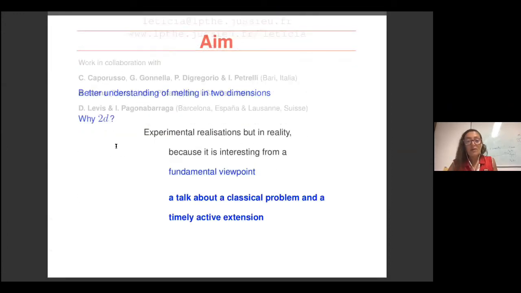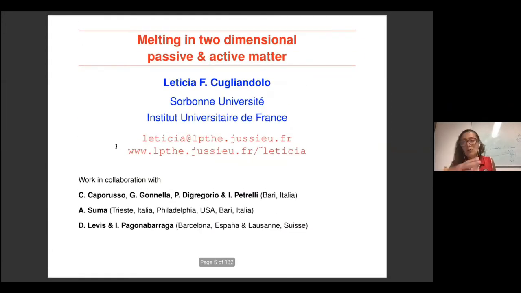Okay, so let me mention, because I want to tell you the kind of things that we have been doing on active matter mostly, that all my work on active matter is in collaboration with the group in Bari, led by Beppe Gonella here, and the group in Barcelona, led by my former PhD student, Demian Levis, with whom we worked on frustrated magnets for his thesis, but now he's also interested in active matter, so we're working together again.